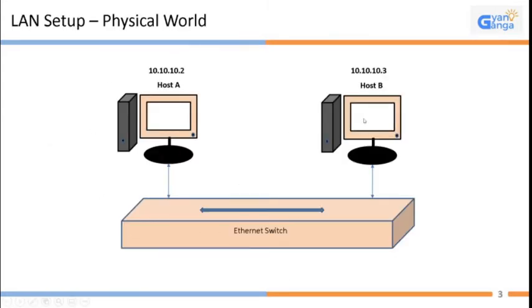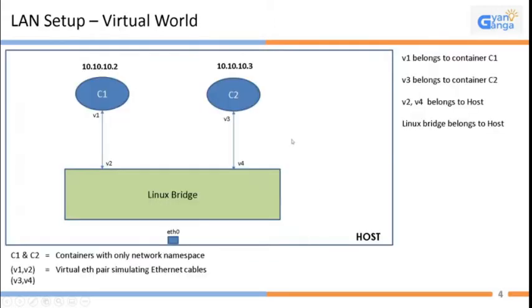We are very much familiar with the physical world. We had two hosts, host A and host B. We have Ethernet cables here, and we had a switch. It can be a D-Link or a Cisco switch. The same thing we are now trying to emulate in the virtual world. We have two microcontainers, C1 and C2, emulating the hosts. We have a Linux bridge, which is a software bridge, and we have virtual Ethernet cables, V1, V2, V3, V4. Now, we will see how to create this using some commands.